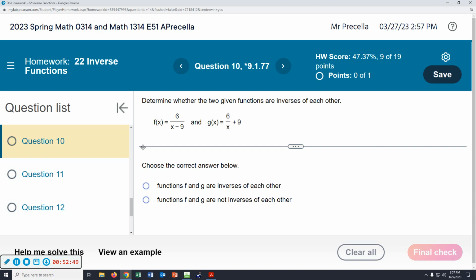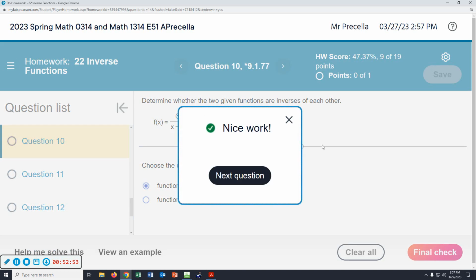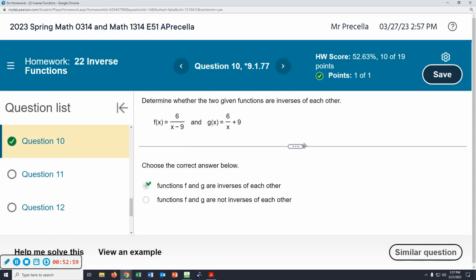Let's see. What do we conclude? F and G are inverses. Any questions there? If we're given two functions, we can determine if they're inverses by finding their composition. If it reduces to x in both directions, great, the functions are inverses. If it does not reduce to x in both directions, then the functions are not inverses.